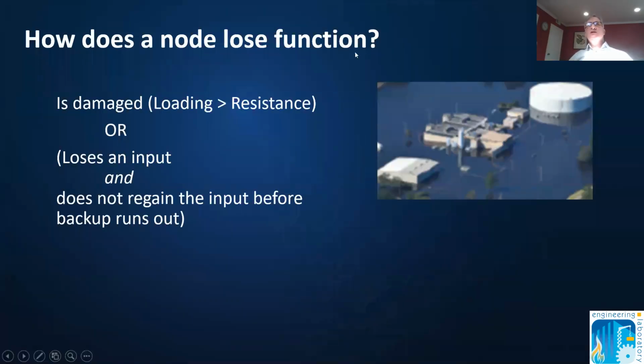So I wanted to describe: what is the deal with the network? How does a node lose function? Here we have a storm, say Hurricane Matthew, come in. How does a node actually lose function? Well, you can lose it if that node is damaged. And so we have loading, in this flood example, in the form of the elevation of the flood. Then if that exceeds the resistance, which again for flooding is generally just the elevation of, say, an electrical control system, it's just elevation. So it can lose function by being damaged or by losing an input.